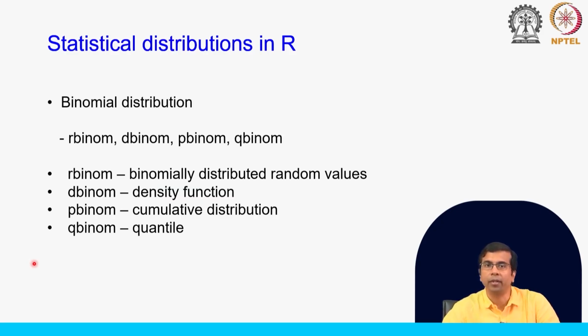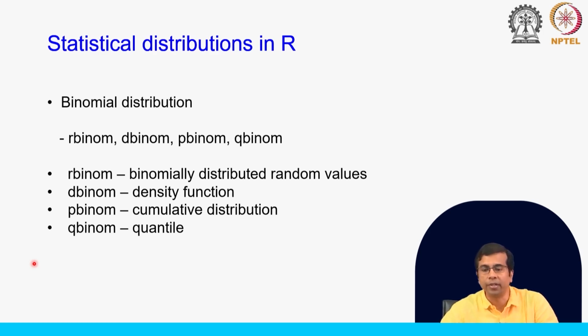Then you have pbinom, which is the cumulative distribution. You get a value and you want to know the cumulative distribution function. And then you have qbinom, which is the quantile value. So if you want to know the value of a quantile, you will use the qbinom function.